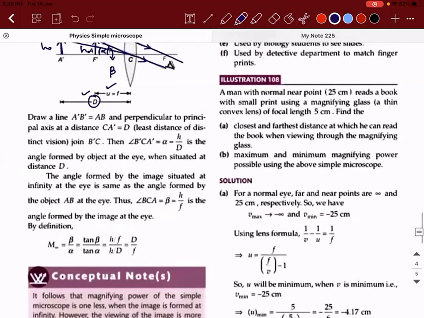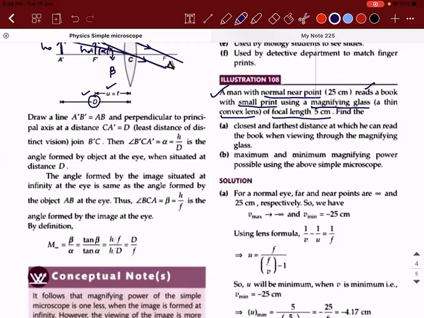Now we will do a problem which is based on simple microscope. So listen to this. There is a man with normal near point. Normal near point means it is basically 25 centimeter, meaning he doesn't have any defect in his eyes. He reads a book with a small print, and he is using a magnifying glass, which is a thin convex lens, and that magnifying glass has a focal length of 5 centimeter.